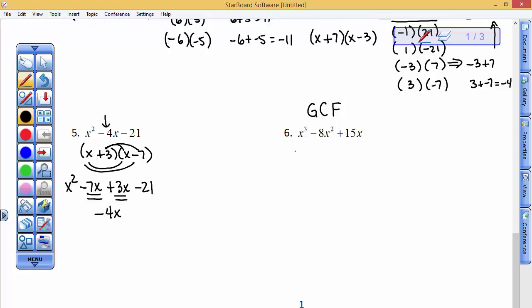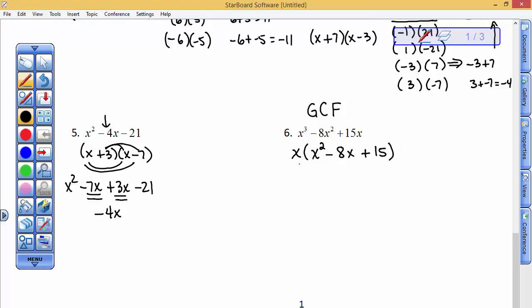You need an x squared here, because x times x squared is x cubed. Then you'll need a minus 8x here, because x times a minus 8x is a minus 8x squared. And then you need a 15 here, because x times 15 is that 15x. So we took out the greatest common factor.